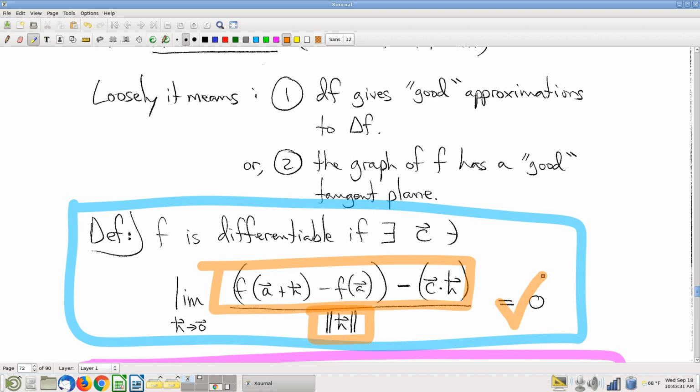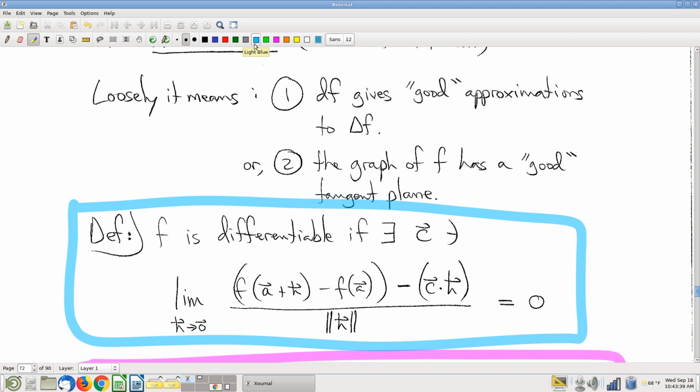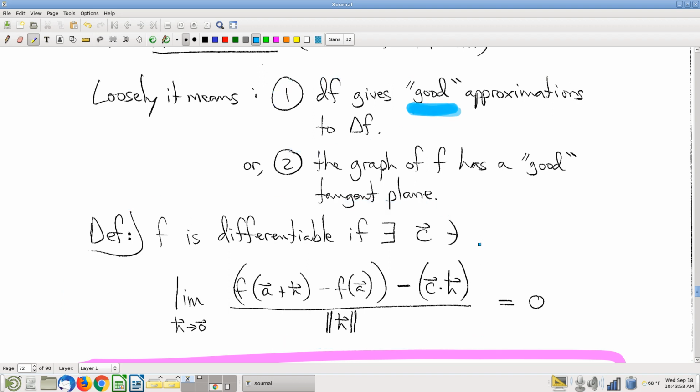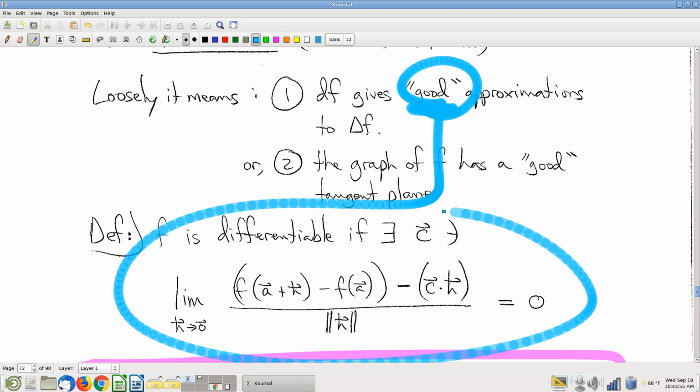And roughly speaking, if your relative error approaches 0, in very broad terms, what this means is that your gradient's giving good approximations to how much the function's changing. Your differentials are good estimates. And notice I have "good" in quotes. So again, what does good mean? Good means this. And it's hard to write down.